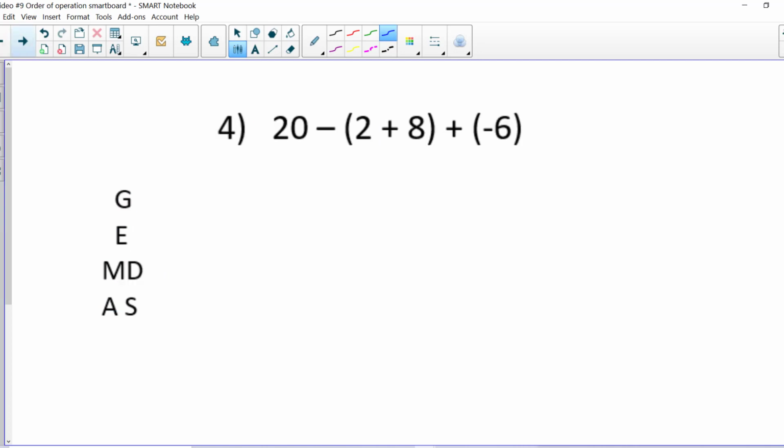Last example. Here we go. Have our order of operations here. What are the things we have? Now we do have a grouping symbol. See how we have something to do in the parentheses? So we have grouping symbols.